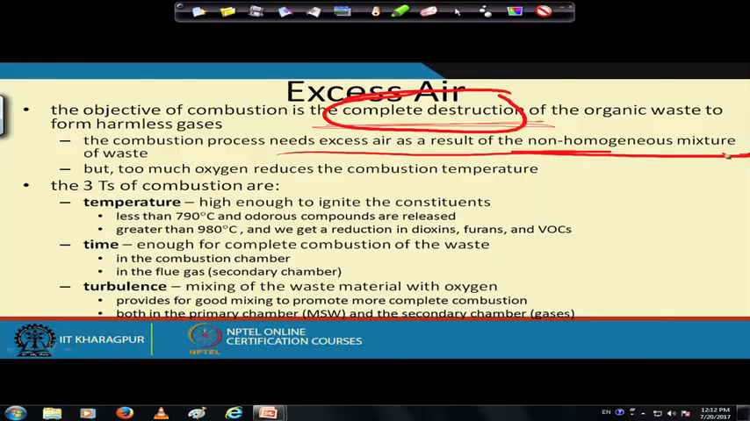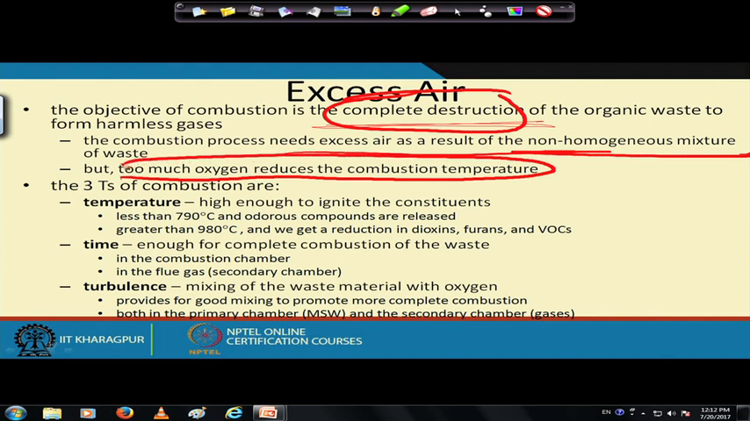So for all those things to happen, you need to make sure that you have enough oxygen. And of course we do a lot of tumbling and turning, and we'll talk about that. Those things are required because of the non-homogeneous waste. But as I said, we don't want too much oxygen, because that will reduce the combustion temperature and lead to air pollution issues. So we don't want that.